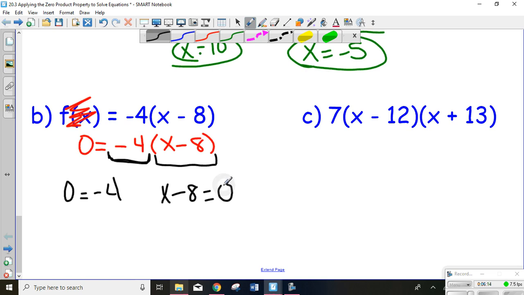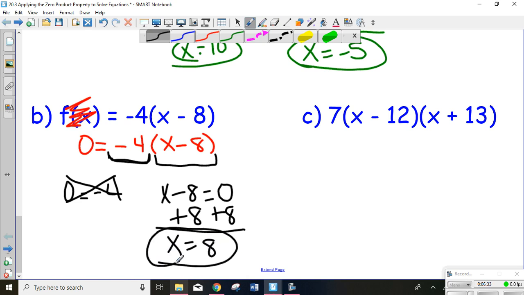If I go back and look at that first one, 0 equal to negative 4, we know that's not a true statement, so we can just cross it off. There's no variable there. We know that's not true. Here, when I have x minus 8 equal to 0, I'm just adding 8 to both sides, so I get x equals 8, and there's my answer.